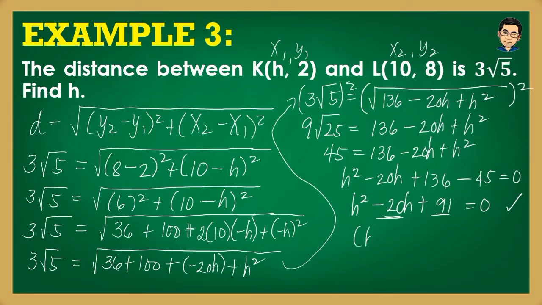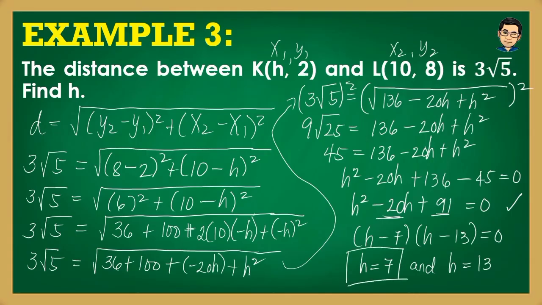So magiging h minus 7, h minus 13 is equal to 0. So the value of h here is 7 and 13. So yan po ang mga possible values for h.